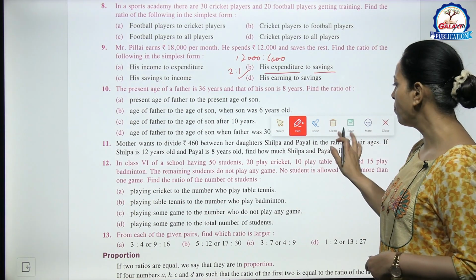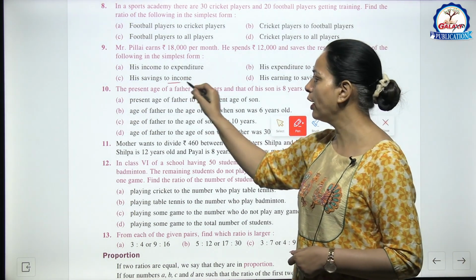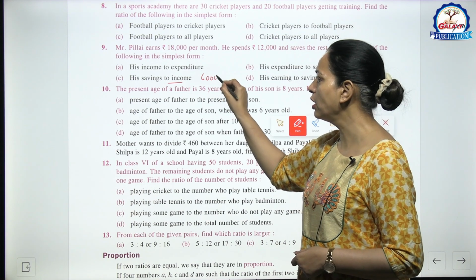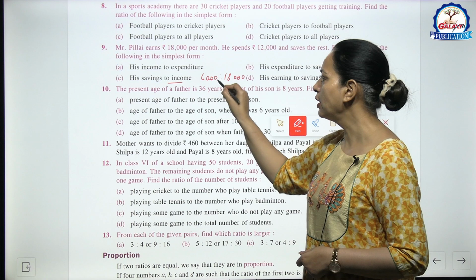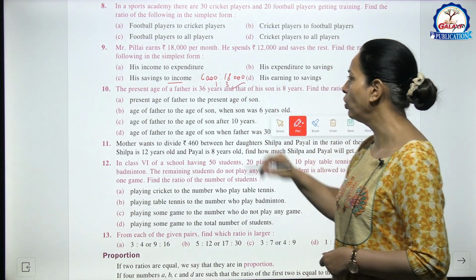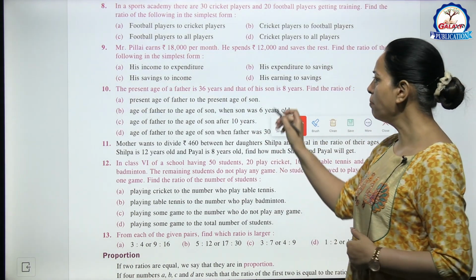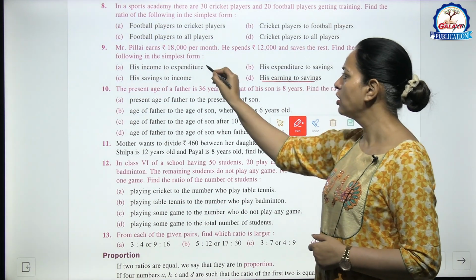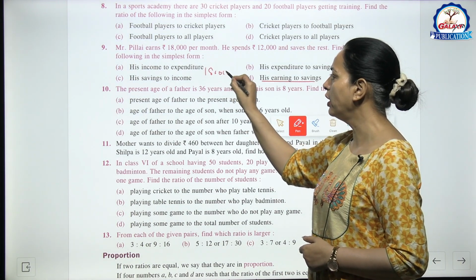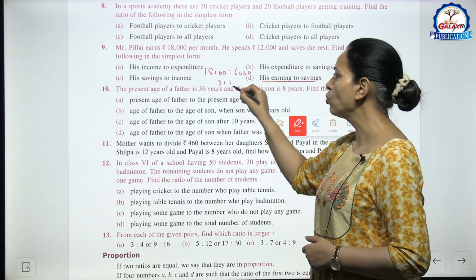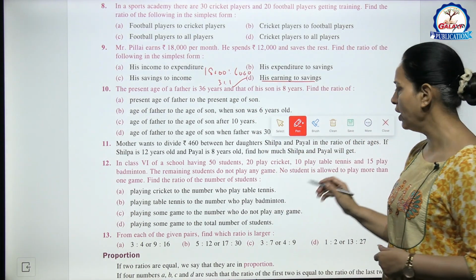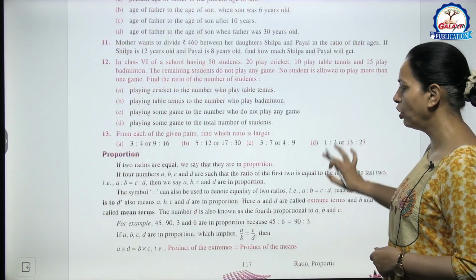Okay. Then C part, his savings to income. So 6,000 is to 18,000. So that is 1 is to 3, right? So D part, his earnings to savings. So 18,000 is to 6,000, that is 3 is to 1, is the answer. Okay. Similarly you can try the remaining questions.